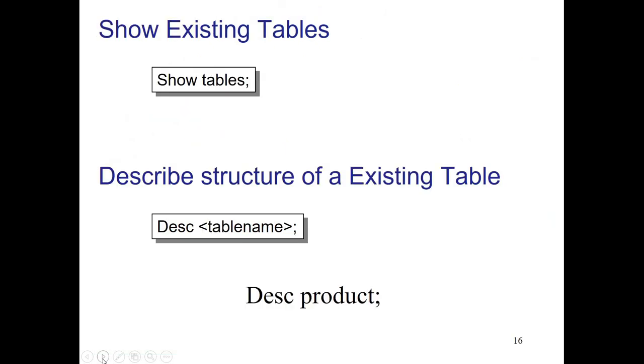In order to show the tables which are already created, the syntax is show tables, which will list all the tables which are created. In order to display all the attributes which are already created in the table, the actual syntax is DESC table name. Example, DESC product will list all the attributes.